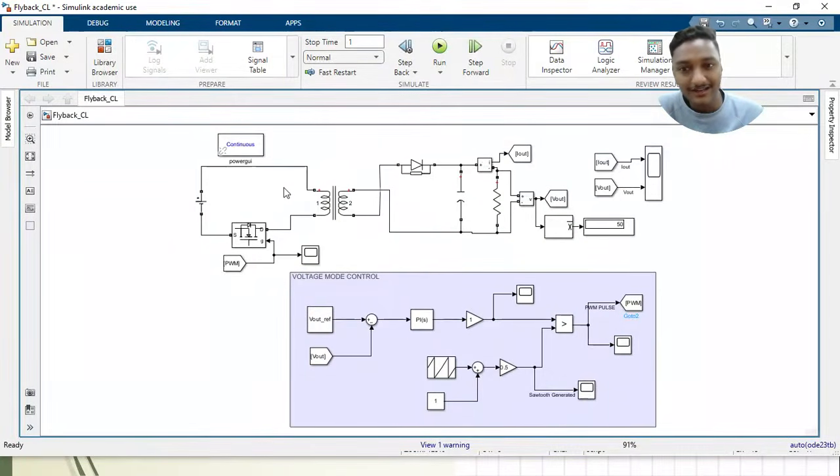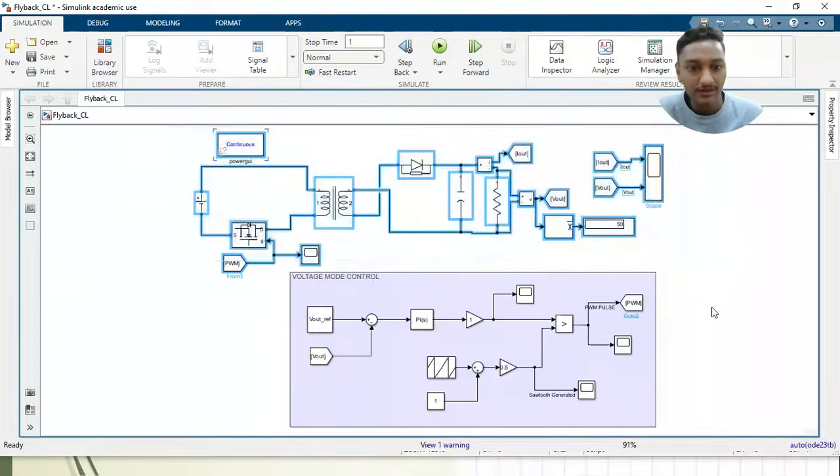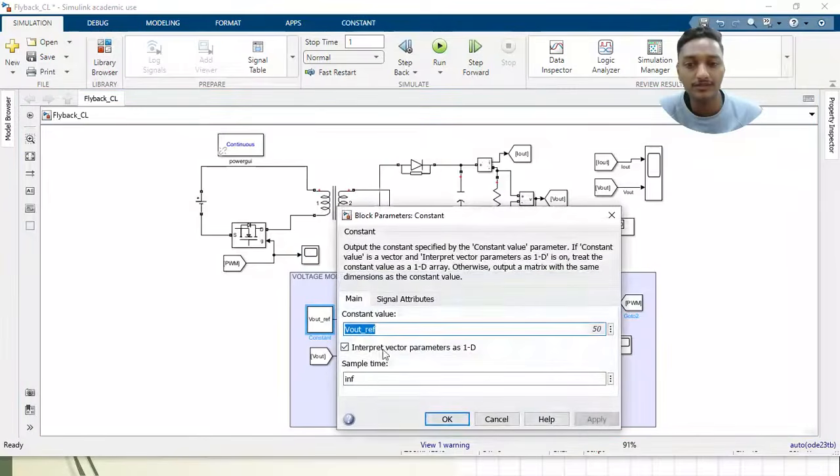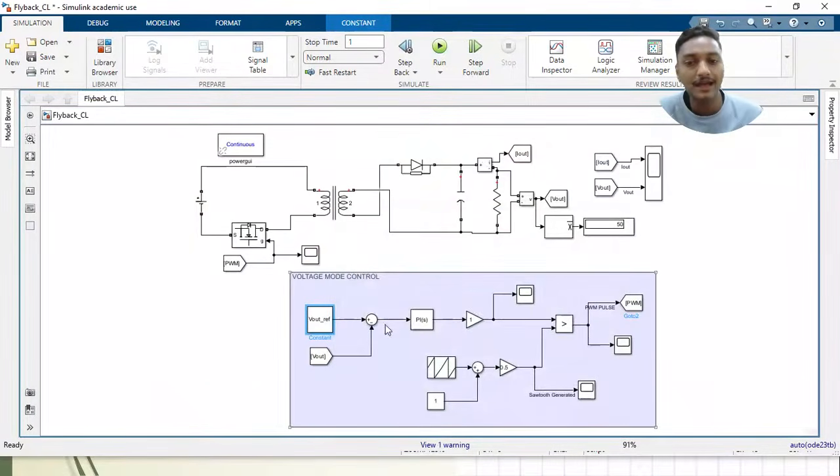You can see that I have used the same flyback converter again, the same thing which we have seen. The only thing I have changed here is the PWM block. This PWM is generated by this voltage mode controller. The basic operation of voltage mode control is that we have the reference output voltage, which is my 50 volt, compared with the actual output and passed through one PI controller. Then this is just my PWM generator, and simple PWM will be generated. Now here I am keeping some random parameters.